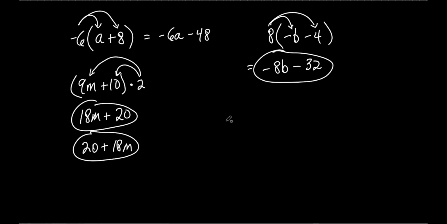So this will be the last one we do. So negative 5 times 7a minus 6. These are taken directly from the worksheet.